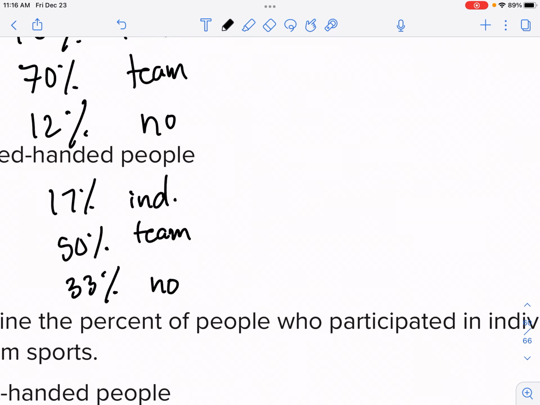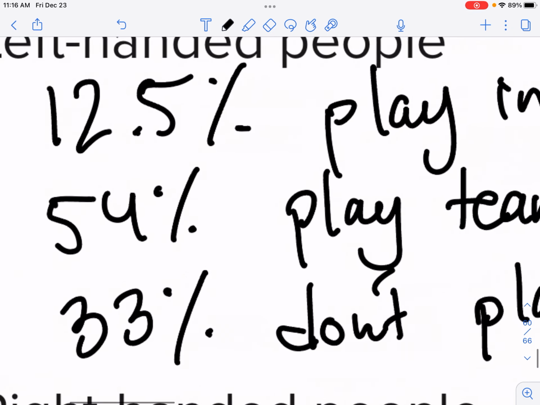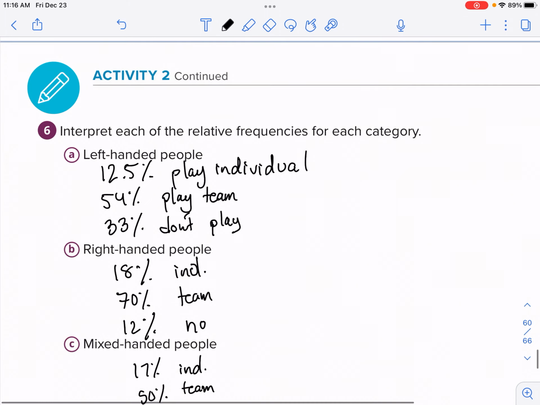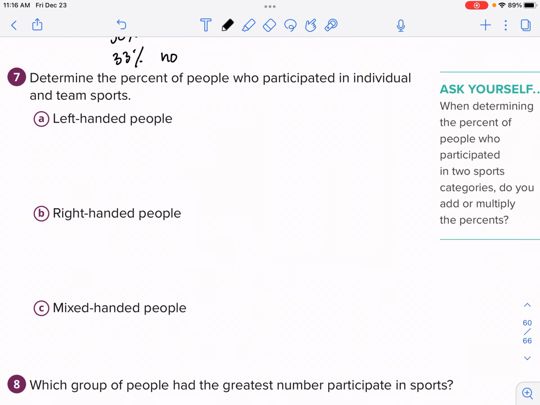Now, it should work out where if you add all these, it equals 100. Now, some of you might not get 100 because we are estimating and rounding, right? Like here, you can see if you add those three values, it might not equal 100 because we have a decimal there.